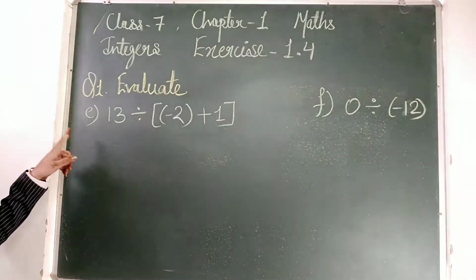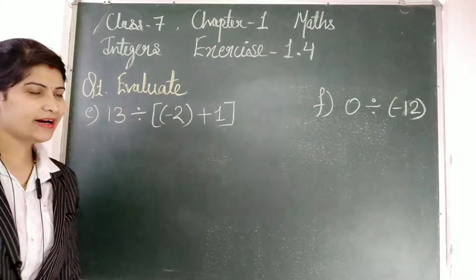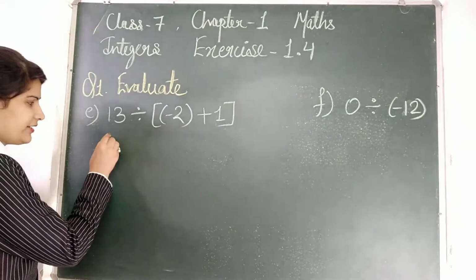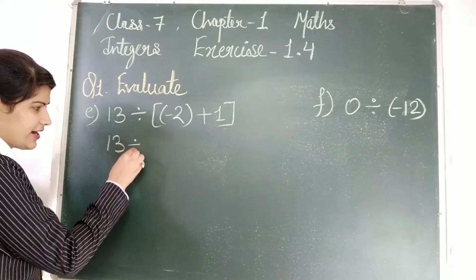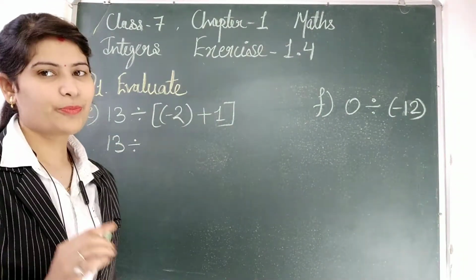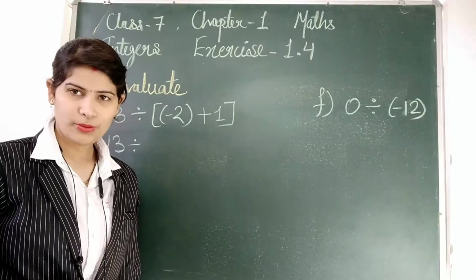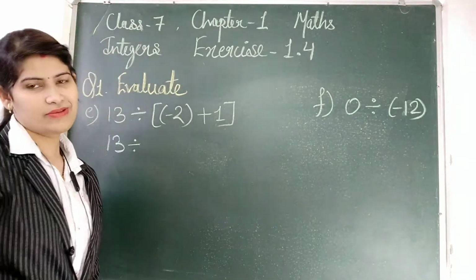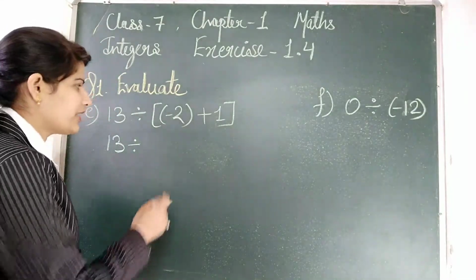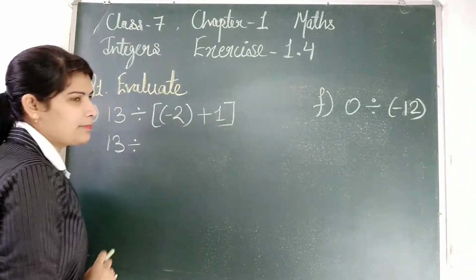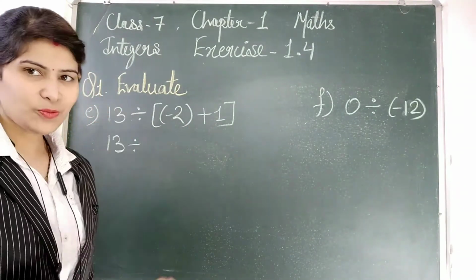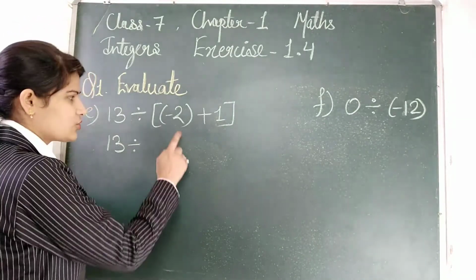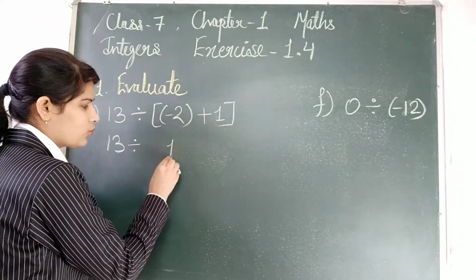Now look at question number 1, E part. What is our E part? Simple, 30 as it is, divide as it is. According to the BODMAS rule, you know about the BODMAS rule, right? So first we will solve the bracket. What are the numbers? Minus 2 and plus 1. Minus into plus is minus. So 2 minus 1 you will get 1.